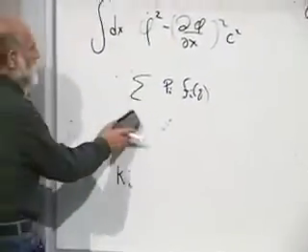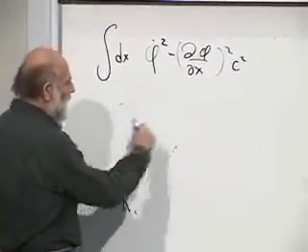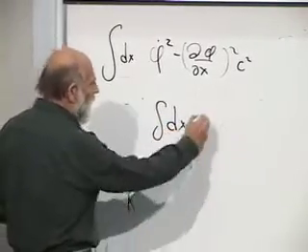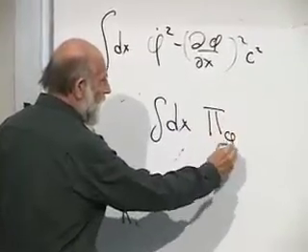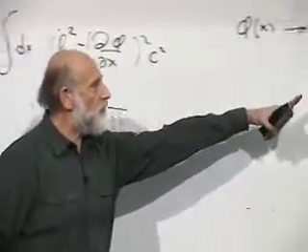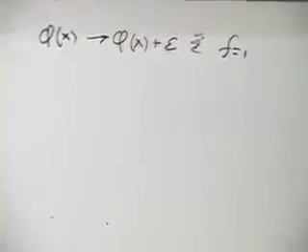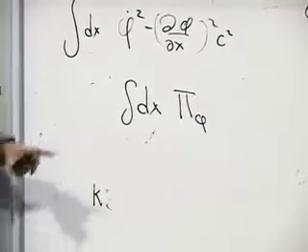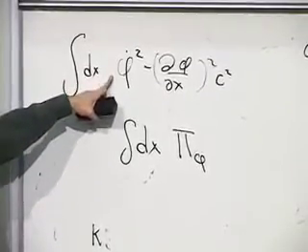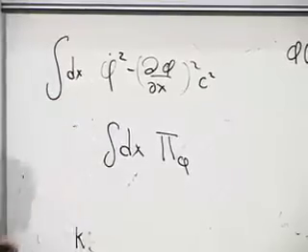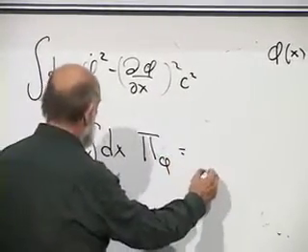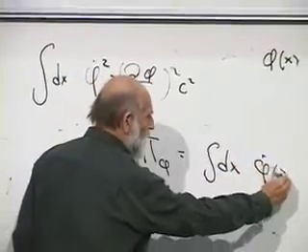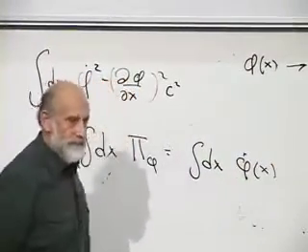And so the answer for the conserved quantity is the integral, the sum becomes an integral, dx, of the canonical momentum conjugate to phi, times f, which is just 1. So it's just the integral of pi sub phi. But what is pi sub phi? It's the derivative of the Lagrangian with respect to phi dot. So we've discovered a conservation law. The integral dx of phi dot of x is conserved.